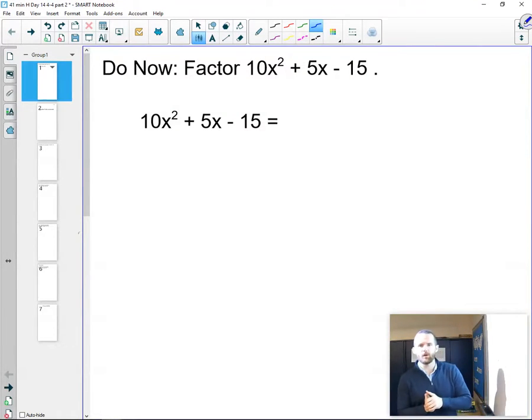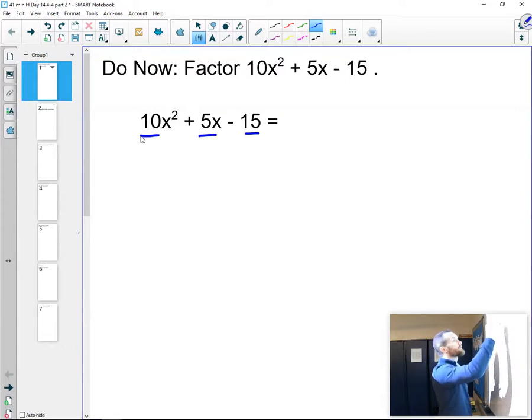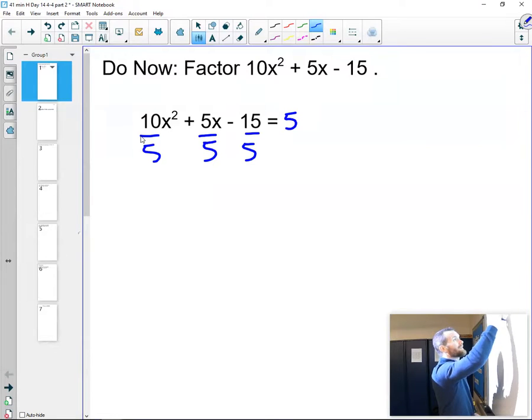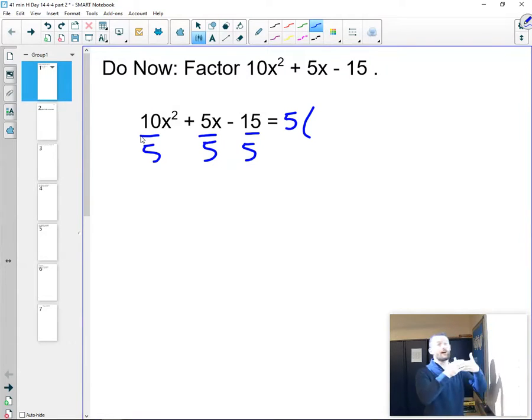It says factor 10x squared plus 5x minus 15. Whenever it says factor, the first thing we have to look for is a GCF, and I see a GCF here. We can divide all of these terms by 5. So right away, I'm going to put 5 times in my answer. My answer is going to be 5 times something. I always do that immediately because sometimes if I wait to do that to the end, I end up forgetting about my GCF. So as soon as there's a GCF, I just write it on my answer line.